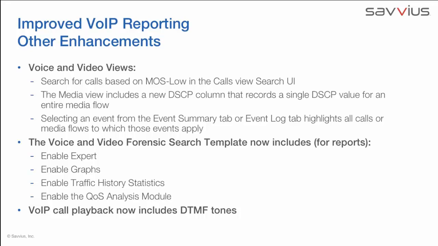And then also in the voice and video area, in the forensics templates, now this is when you're actually doing a forensic search, there are some additional things that you can choose in your forensic search template. You can enable experts for VoIP, enable the graphs, the traffic history, the QoS analysis.